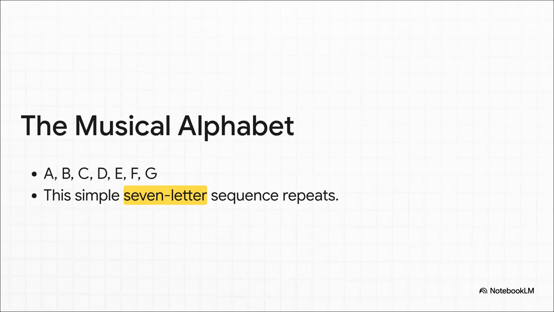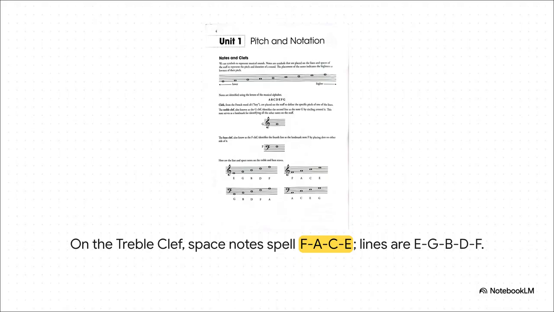You might be expecting something really complicated, but the musical alphabet is beautifully, refreshingly simple. It's just 7 letters, A, B, C, D, E, F, and G. That's it. Once you get to G, the whole sequence just starts over again. And here's where it all clicks together.